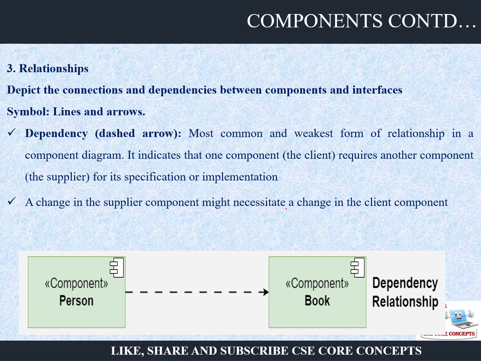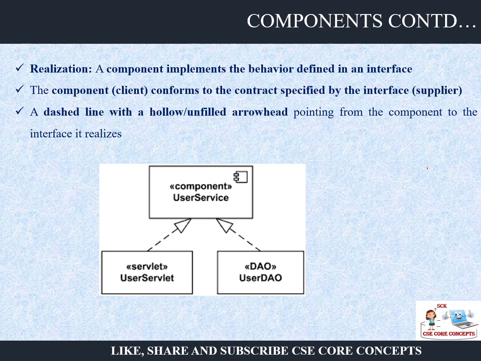Then comes the relationship. So relationships depict the types of connection between two components, right? So the symbol is a line with an arrow. There are different types of relationship. You can see here dependency. It is the most common, and it is called the weakest relationship, because one component is totally dependent on the other. So the client requires another component, the supplier, for its specification or implementation. So a change in the supplier might necessitate a change in the client. So that is a dependency relationship.